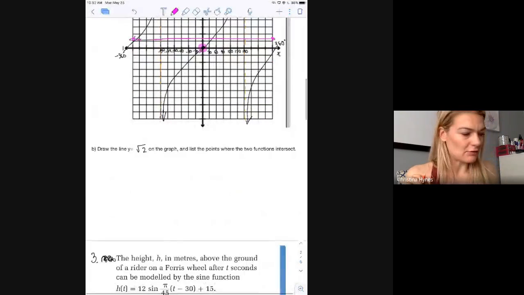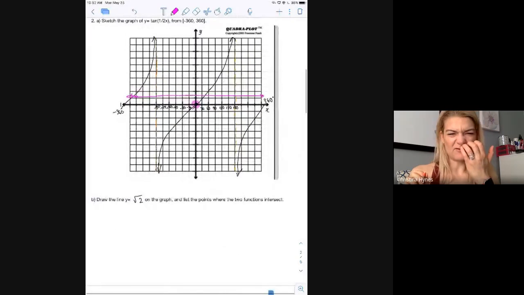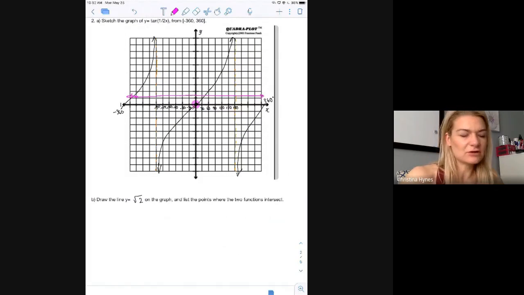Any questions about that one before I go on? I don't think that one's overly difficult. It's just about being able to sketch the tan graph.